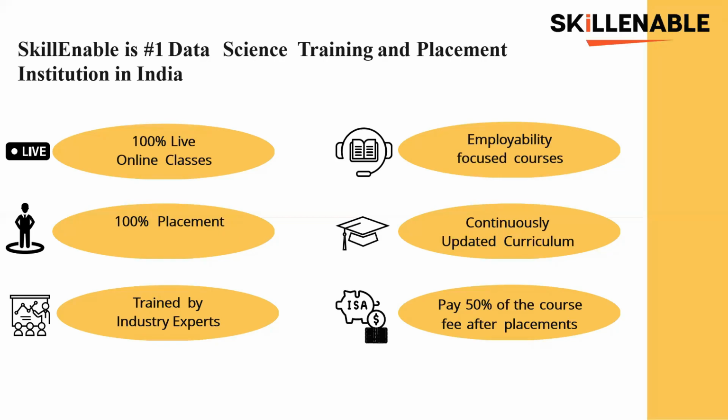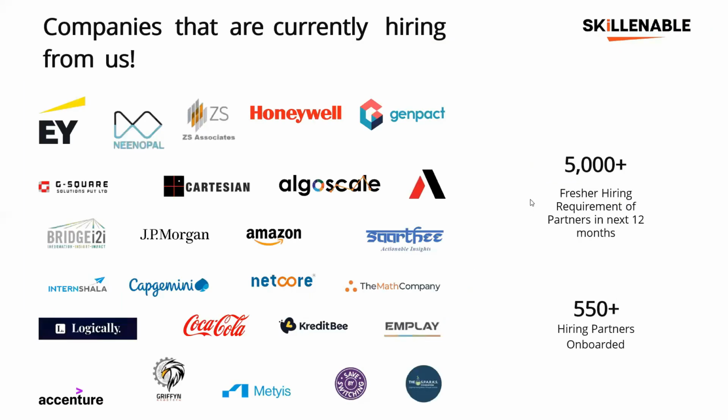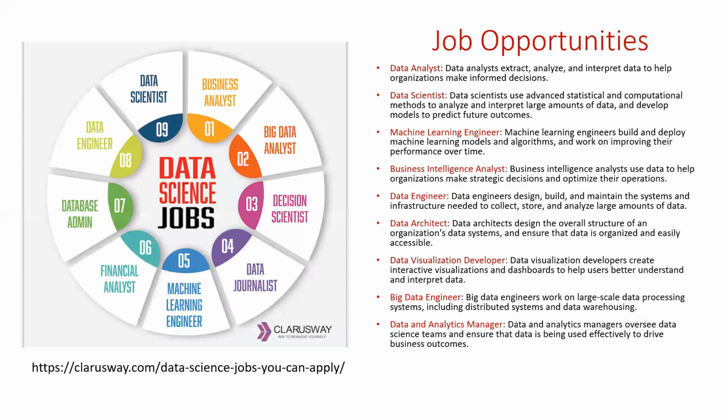And they take the classes, right? So every one is an expert for that particular skill set. Okay. And you see some more statistics from SkillEnable: 1,100 learners, 50% hike in the salary, highest package of 29 lakhs plus. Hiring partners are quite good in number, 550 plus. Right. So job opportunities, you see, we will discuss again this thing.